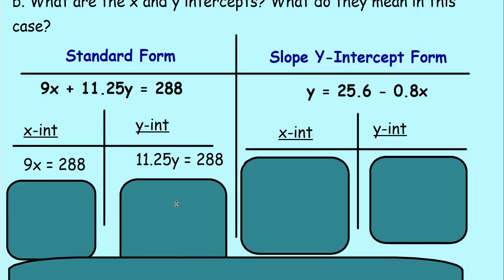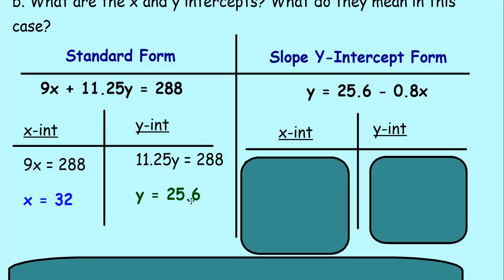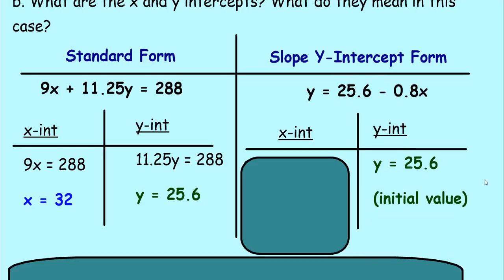And it's the same thing for the y-intercept. The x disappears. So you divide both sides by 9, or divide this part by 11.25, and you're going to get x equals 32 and y equals 25.6. In slope y-intercept form, the y-intercept's super easy because it's already in the equation. It's 25.6, so you don't actually have to do anything for that one. But to figure out what the x-intercept is, it's a bit more work.